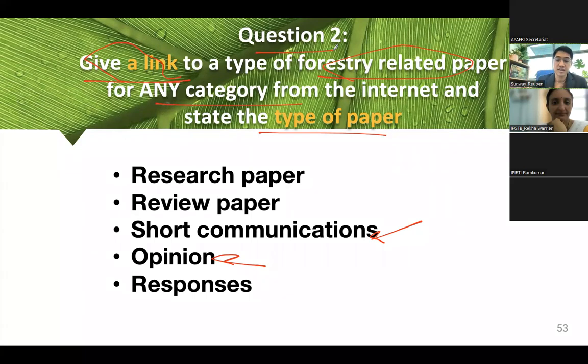So answer these 2 questions in the Google form a little bit later. Don't worry, I'll give you the PowerPoint. You can see the first question again. No worries.